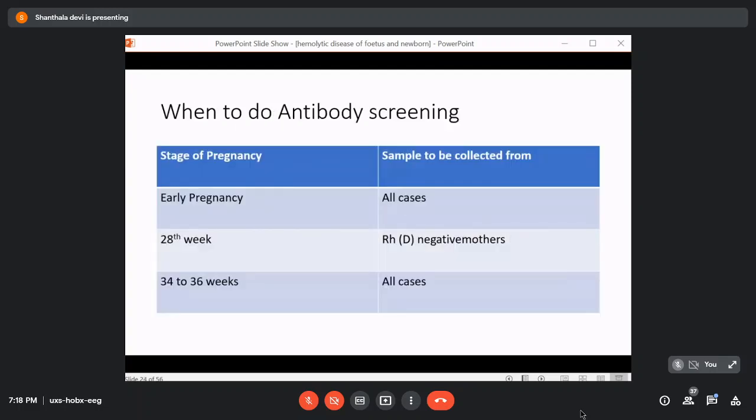So when do we do this antibody screening? It is done in the early stage of pregnancy, that is, in the first trimester in all the cases. Again, if it is negative, we have to repeat it at the 28th week for the Rh D negative mothers, and in the last trimester, the third trimester, again you repeat it in all the cases.